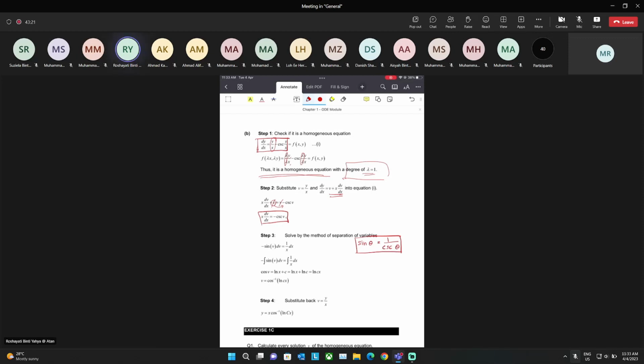So this part tests you on trigonometry. Since we have cosecant and then negative, when we put it to the left, negative 1 over cosecant v dv equal to 1 over x dx. Then 1 over cosecant v equal to sin v dv equal to 1 over x dx. The first step is to separate. In this case, we don't have x and y, but we just have v and x. So separate v, x.